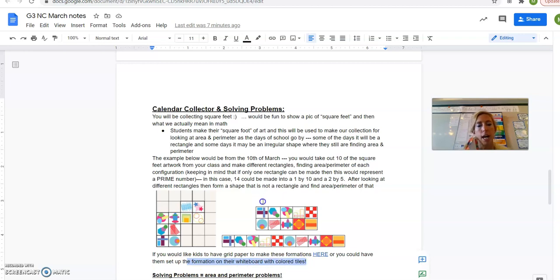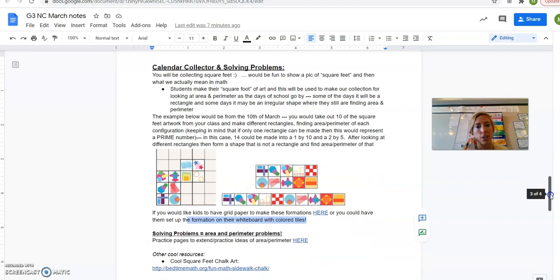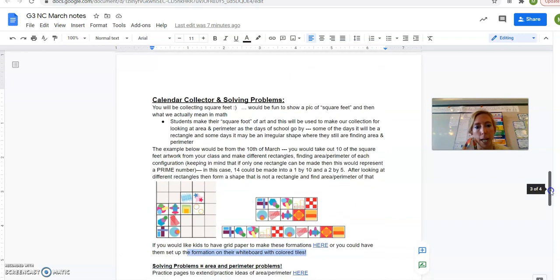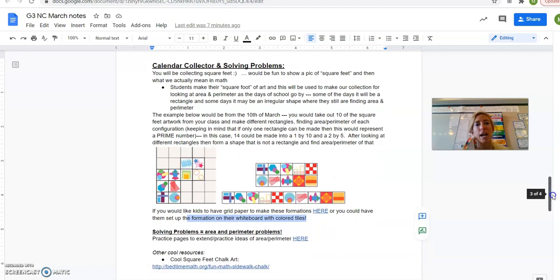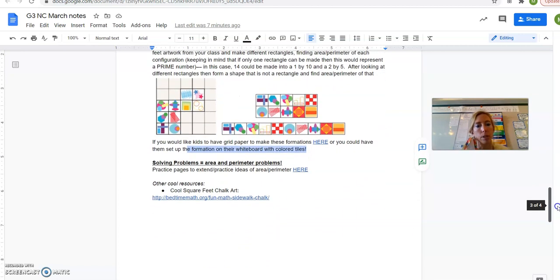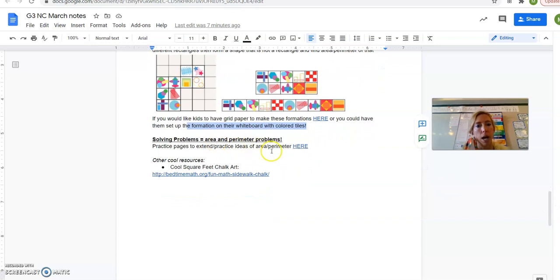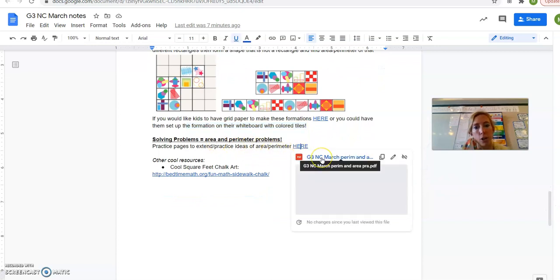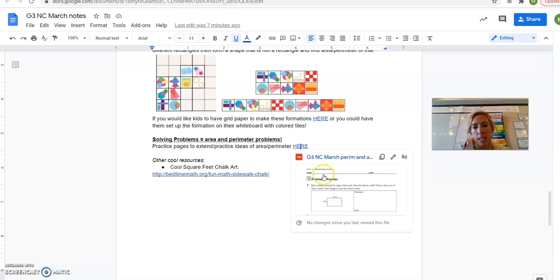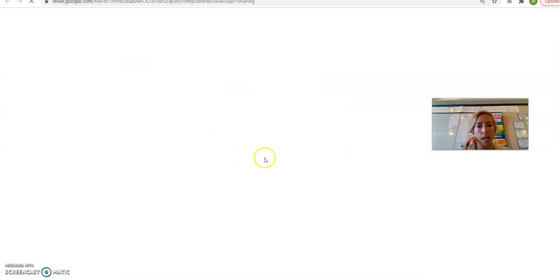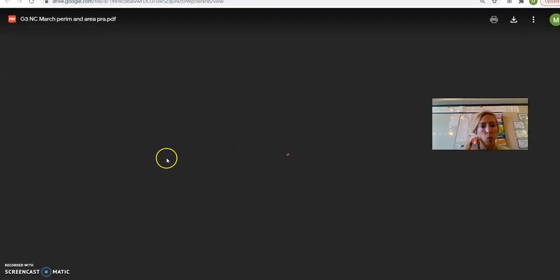So they'd have a colored tile represent each one of these square feet. Okay, so again, you're taking the ideas of area and perimeter from last month and keep it going. They're going to have way more practice with area and perimeter. And then solving problems is just a bunch of practice pages. You could do one of these problems. Don't give them the entire page, but you could just cut off one of these problems that you are going to work through together.